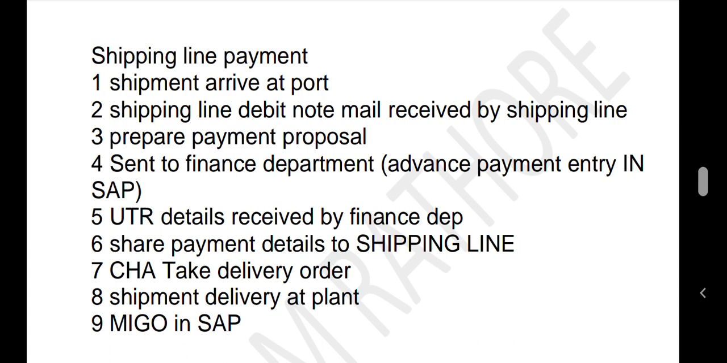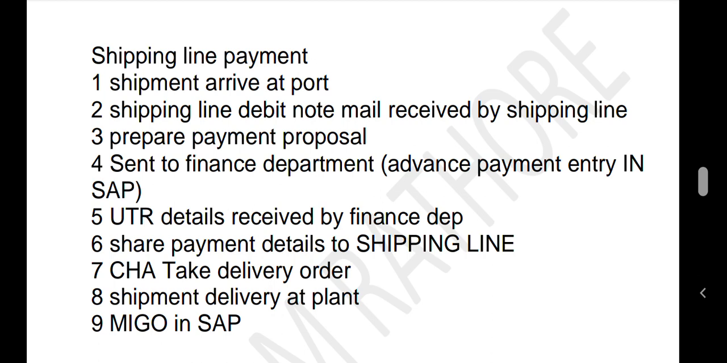Why? Because if goods are delivered at the factory, then the GRN process is done in SAP through the storekeeper, but here the goods are currently at the port of discharge, not in our factory, so the transaction entry needs to be mentioned in SAP as an advance. In such a way the finance department releases the payment and shares the UTR detail. Fifth number, the UTR detail is received from the finance department.